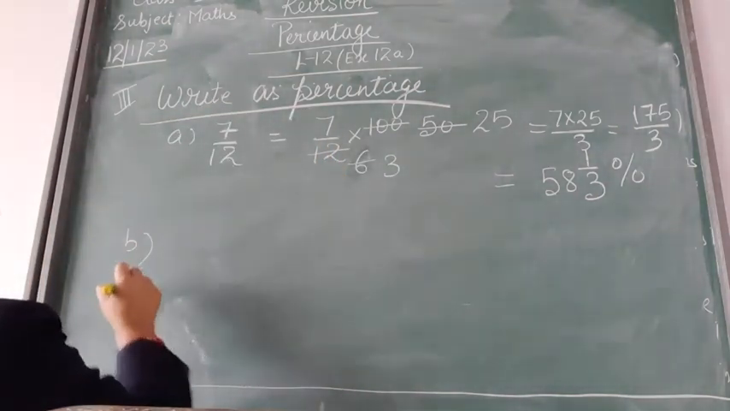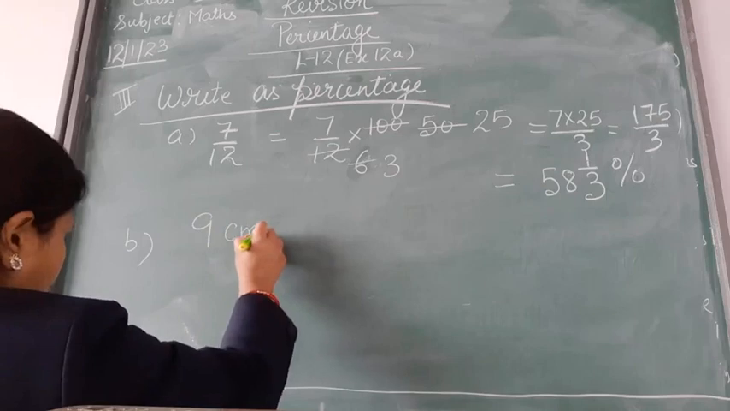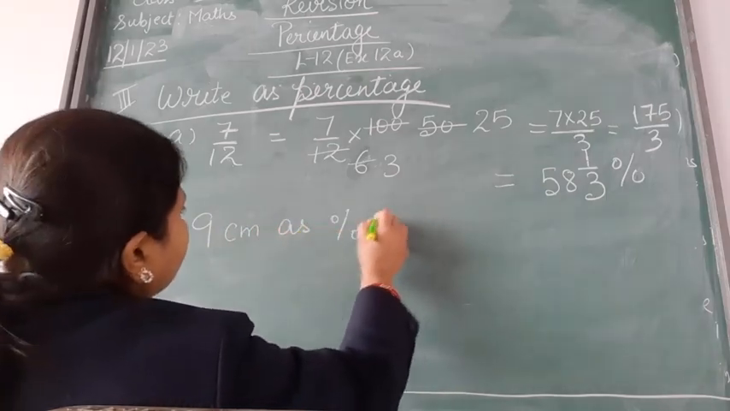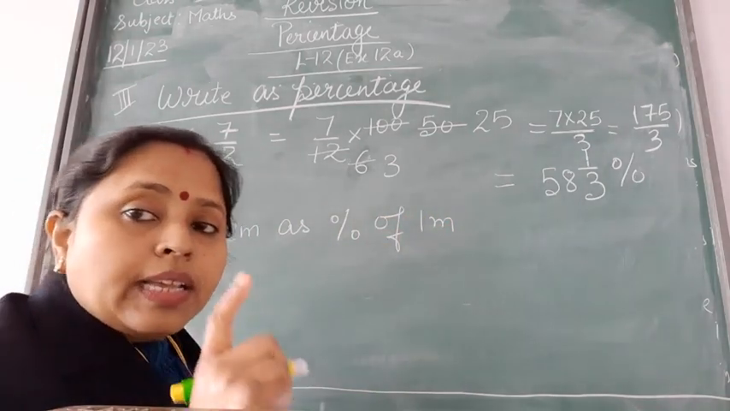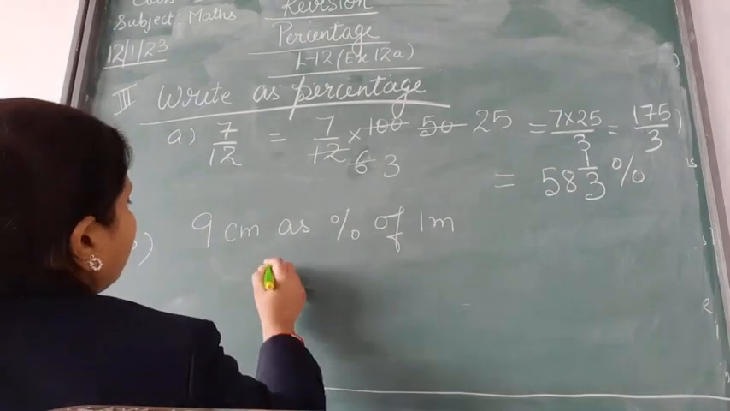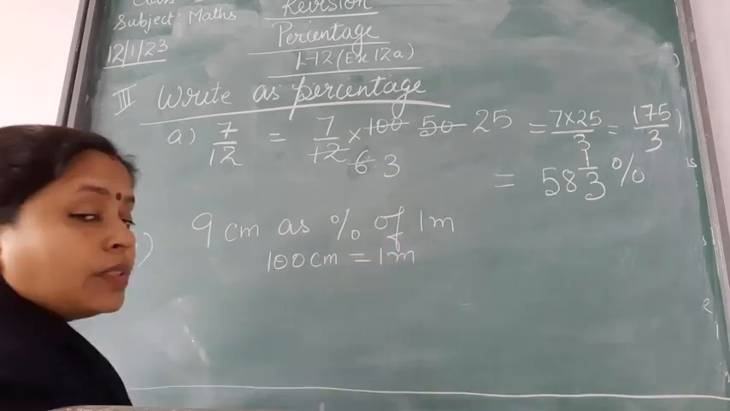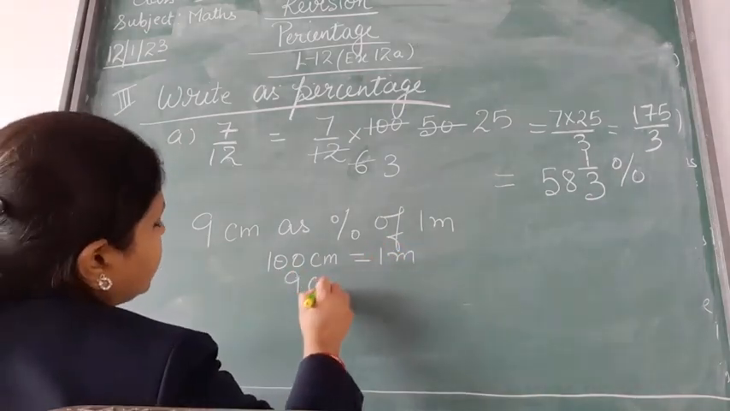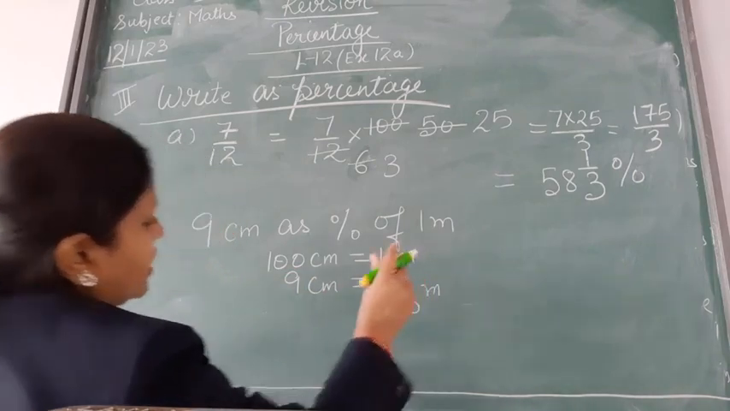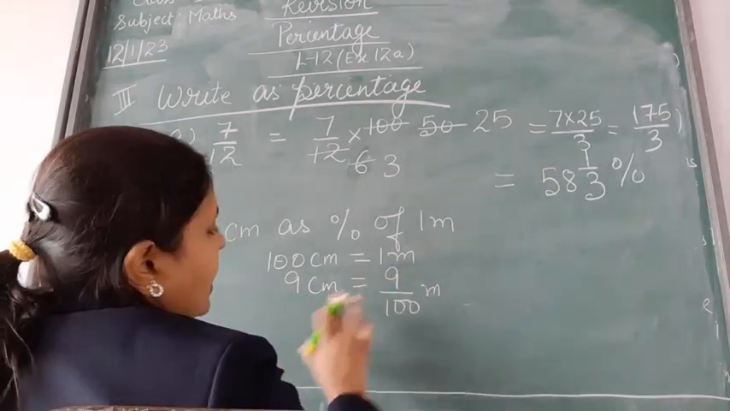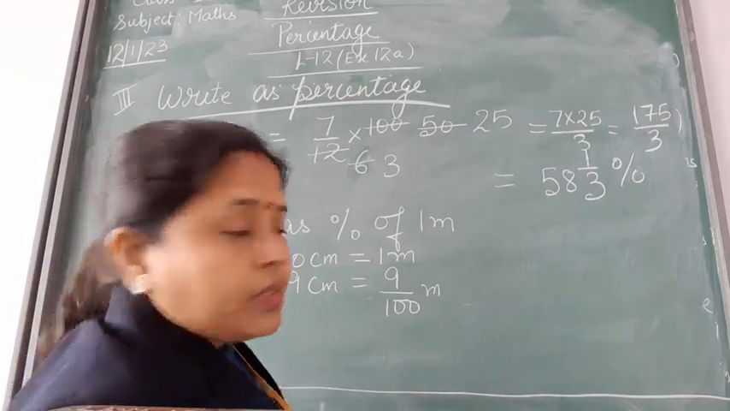Now let's do another part of the same question. So I have the question that you have to write 9 centimeter as a percentage of 1 meter, right? So first of all, let's see what is the relationship between centimeter and meter. We know that 100 centimeter makes 1 meter, right? So 9 centimeter is equal to how many meters? 9 by 100 meter. Now this means that 9 centimeter is 9 parts of 100 parts of a meter, right?